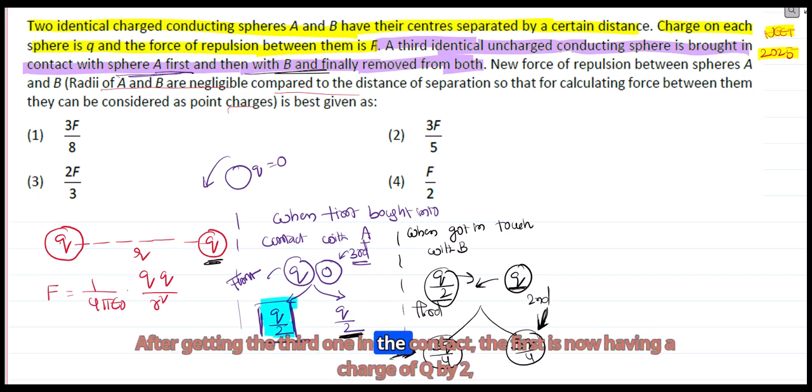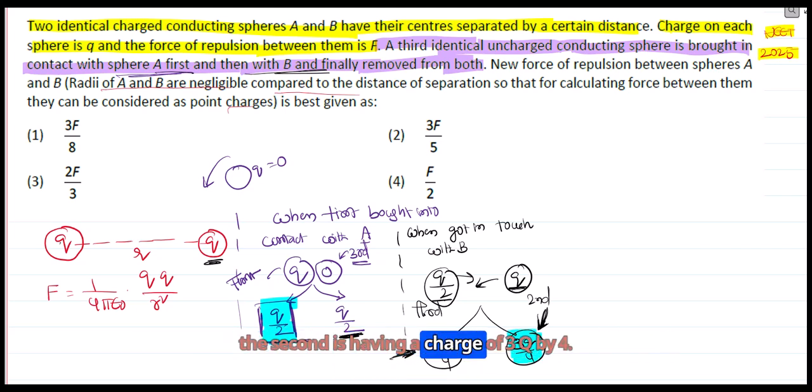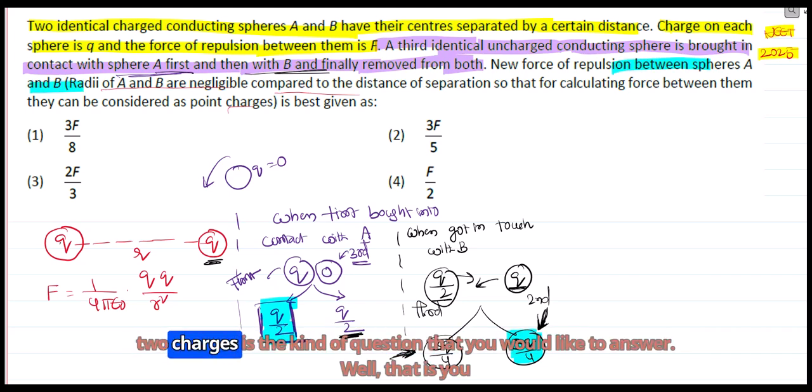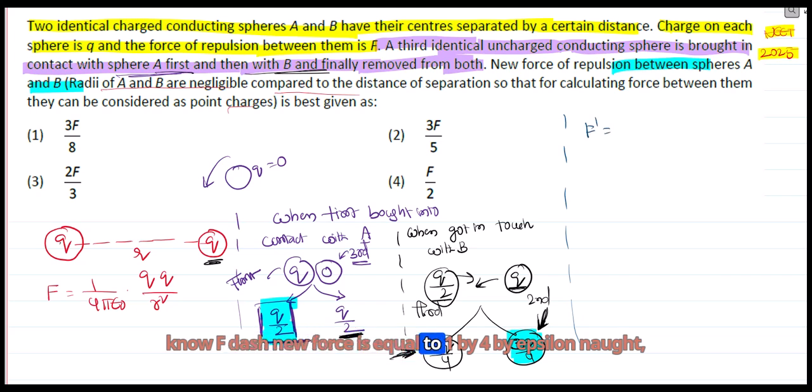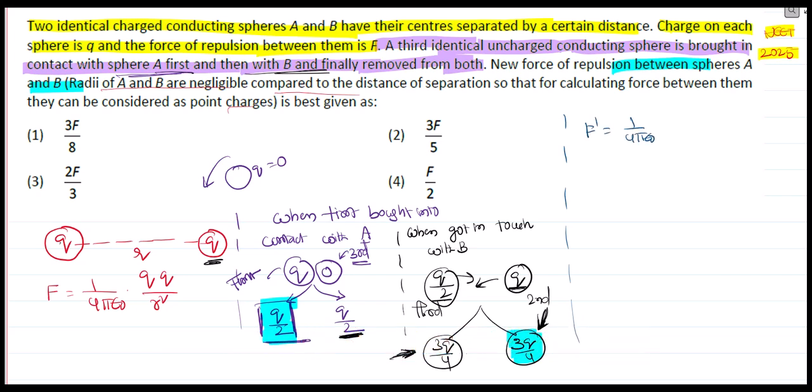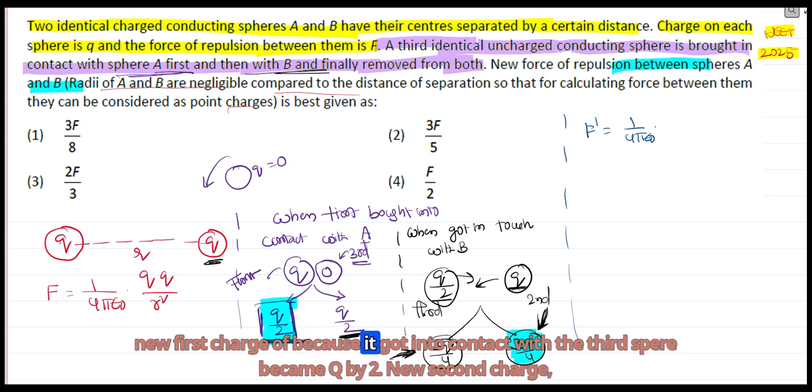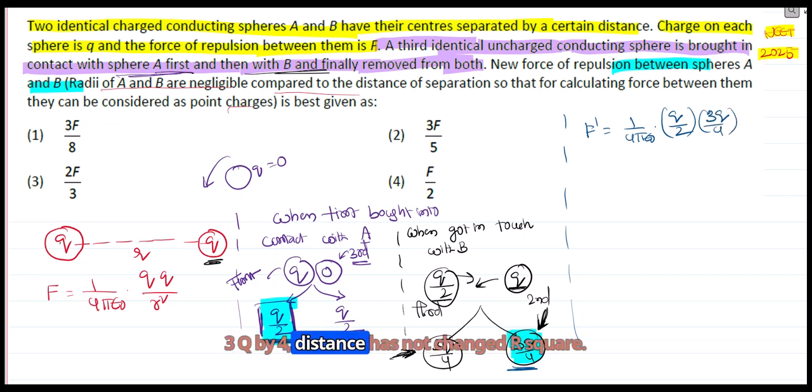So what's the new status of the charges? After getting the third one into contact, the first is now having a charge of Q by 2. The second is having a charge of 3Q by 4. Now, what is the new force between the two charges is the question that we would like to answer. Well, that's easy now. F dash, the new force, is equal to 1 by 4 pi epsilon naught, new first charge, because it got into contact with the third sphere, became Q by 2, new second charge 3Q by 4, distance has not changed, r square.